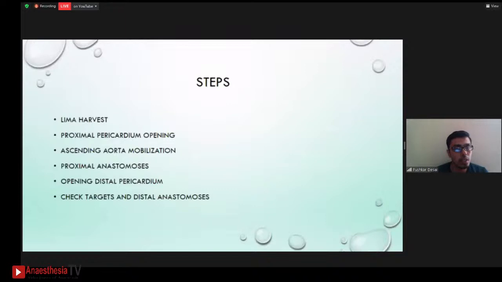Initially the surgeon harvests the LIMA, then follows the proximal pericardial opening, then ascending aortic mobilization, followed by proximal anastomosis. Then the distal pericardium is opened and the targets are checked, and then the distal anastomosis is performed.